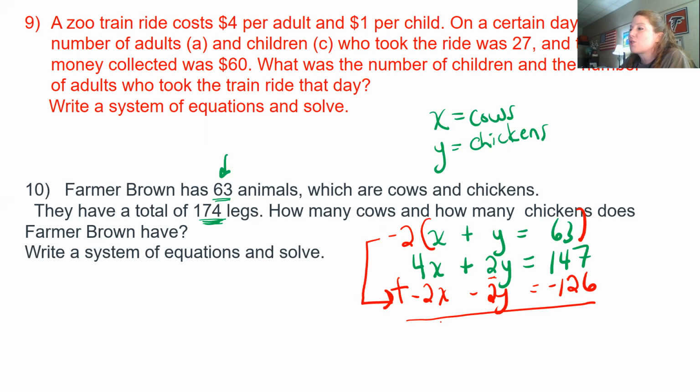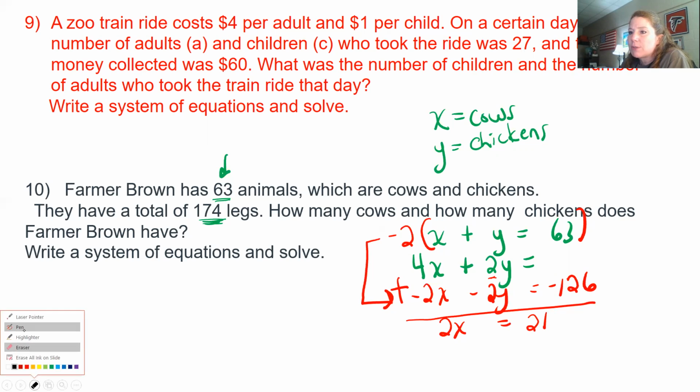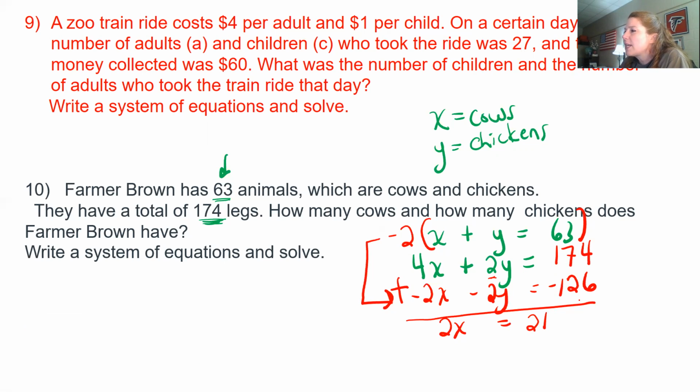So 4x minus 2x is 2x. 2y minus 2y is 0. And 147 minus 126 is 21. Oh, that can't be. Oh, what did I write? I wrote it backwards, you guys. I wrote 147. Were y'all yelling at me? Were y'all saying that's not right, Miss Richardson? I was confused for a minute. I'm like, how do we have odd legs? We can't have an odd number of legs. All right, so 174 minus 126 is 48, and 4x minus 2x is 2x.